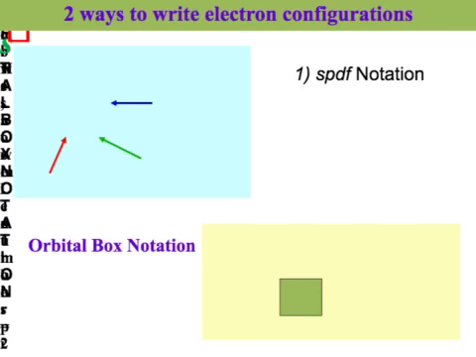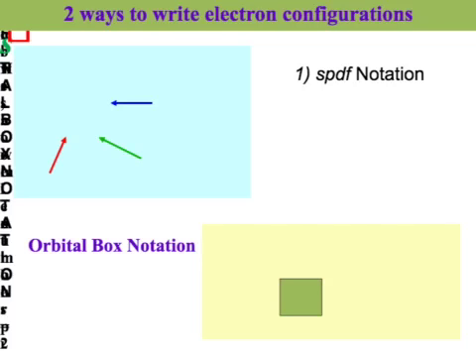There are 2 ways to write electron configuration. Electron configuration just means it's telling you where the electron is in the atom. What orbital is it in? What shell is it in? Where specifically in the orbital, and so on. And there are 2 different ways that we can do that.